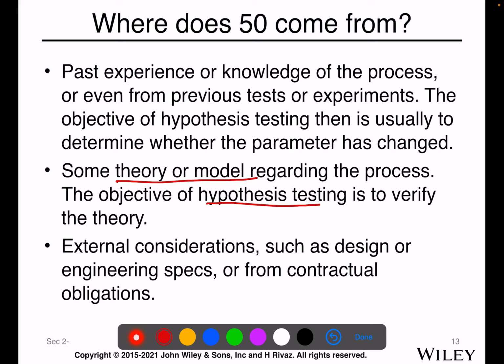Or it comes from external considerations, such as engineering specs, like, for example, the steel in some bridge must have at least this much strength. Or from contractual obligations, right? You're selling something and you basically specify that this thing has a mean velocity of 50 centimeters per second.